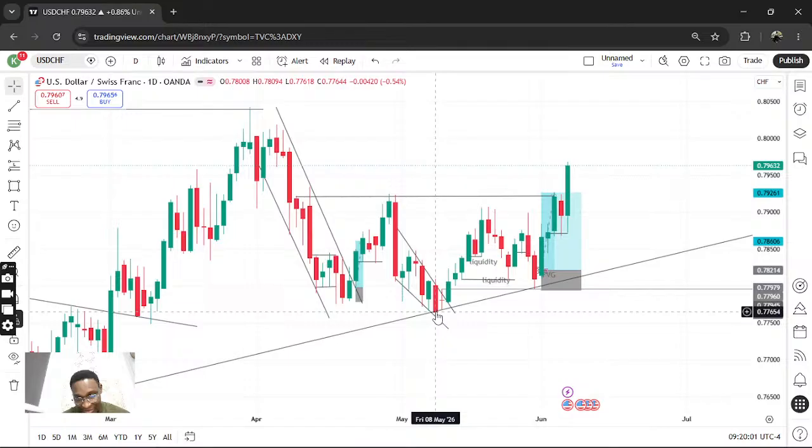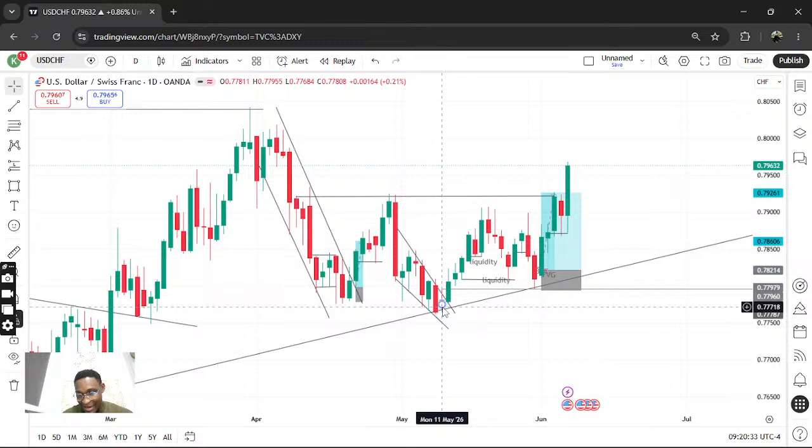When this doji candle formed, it is showing you an indecision in the market. So once you see this doji candle in this form, you don't need to rush into taking another sell at this point, because the market is already telling you indecision. You need to be calm.